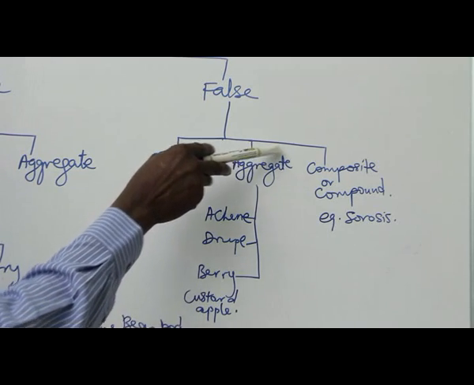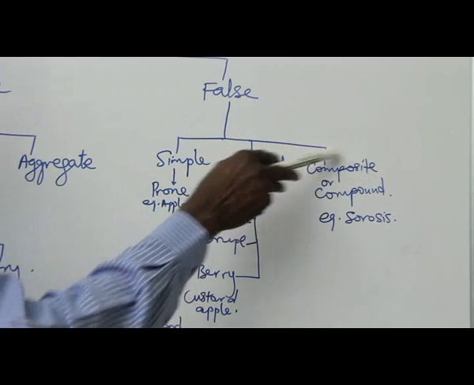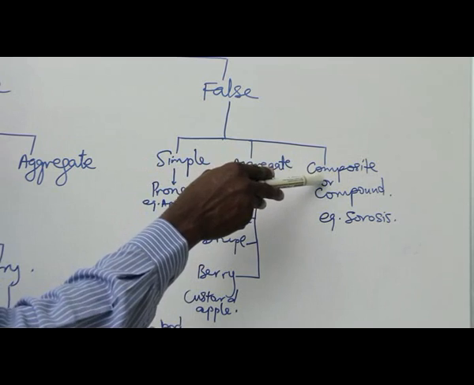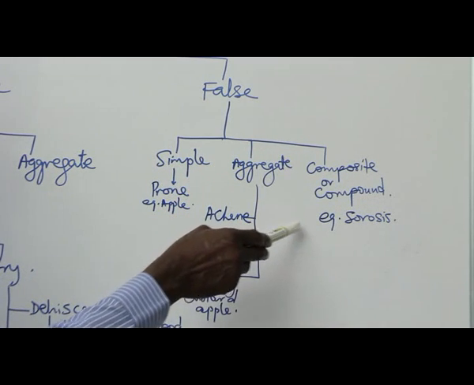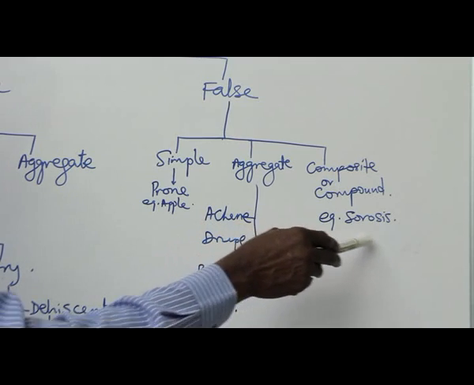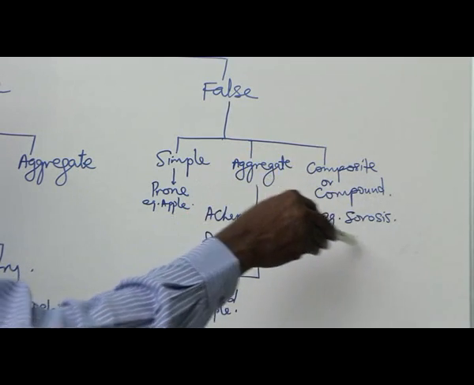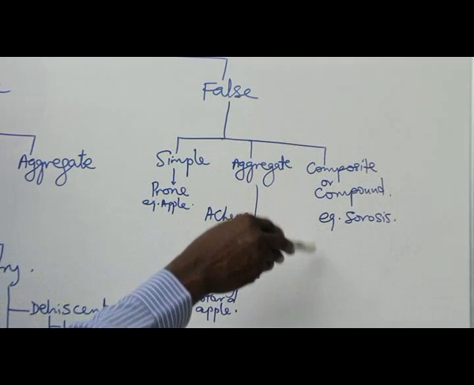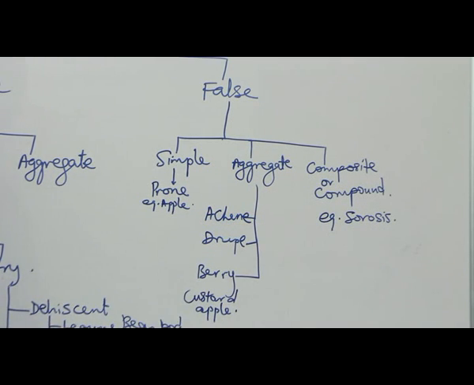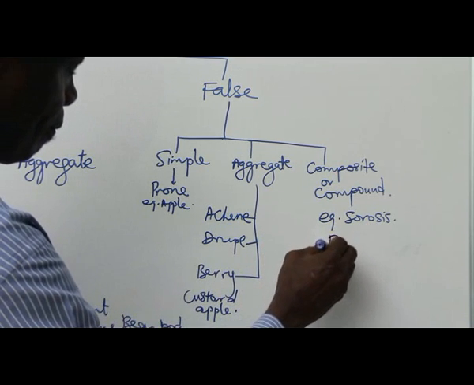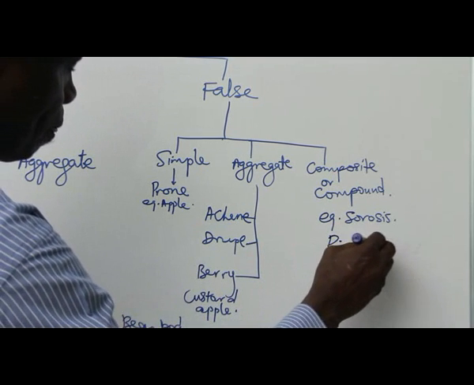Now, there is another one where the whole inflorescence becomes a fruit. That one will be known as composite or compound fruit, as we find in pineapple. Because the whole inflorescence becomes the fruit, it's called sorosis. So, an example of sorosis is pineapple.